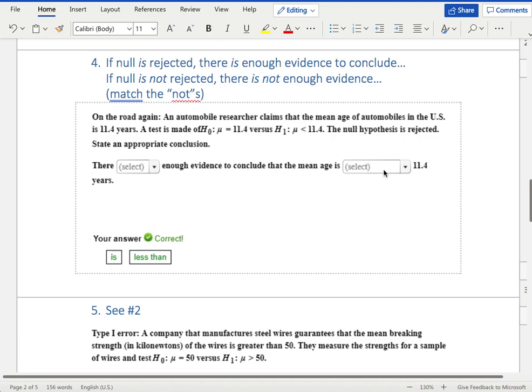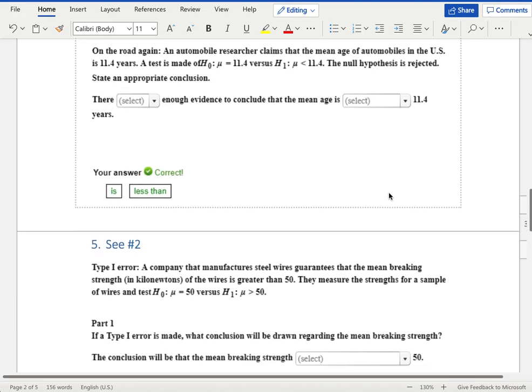In this case, it also wants you to put in that the mean age is less than 11.4 years, and that's because when you look at the alternate hypothesis, if there is enough evidence to reject the null, that means your alternative hypothesis is supported. Your alternative hypothesis says the mean is less than 11.4, so that goes in here with the 11.4.